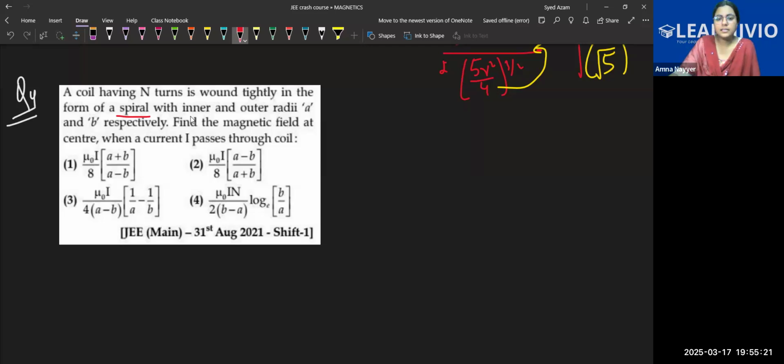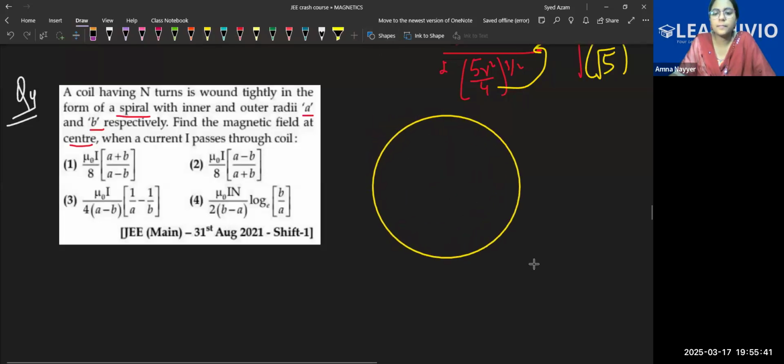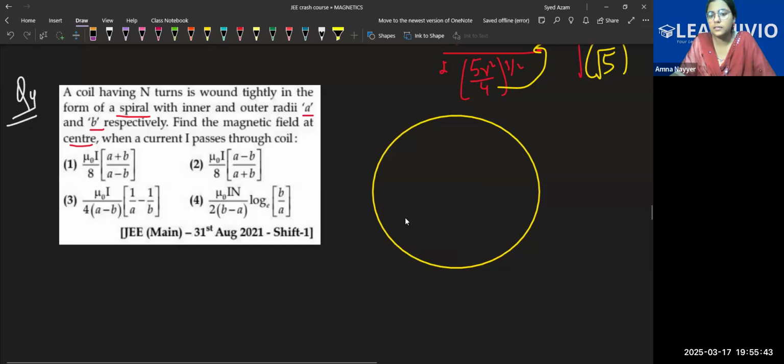Inner radius is A, outer radius is B. Find the magnetic field at the center when current I passes through it. See, this requires a little usage of integration. This is saying, like this, all the coils have been tightly wound against each other, okay?